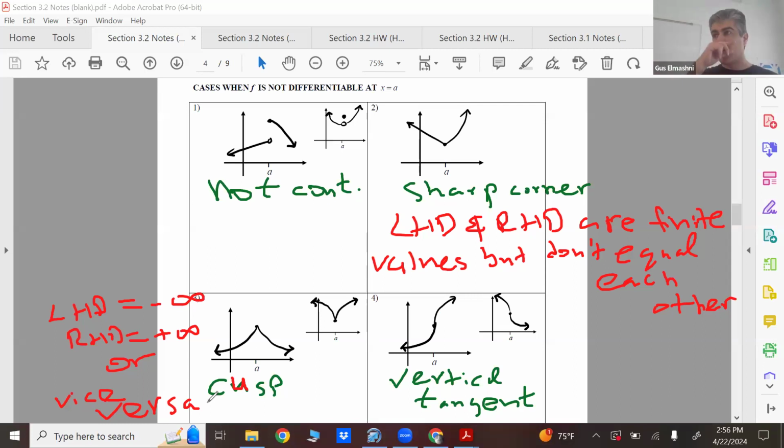Not exactly like this, but very similar. Excuse me, guys, quiet please. Now in this case, the LHD and RHD are both positive infinity.